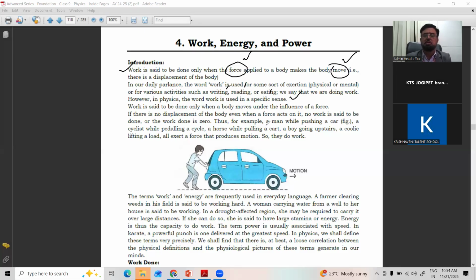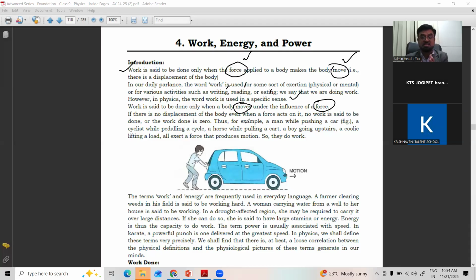We are saying you feel that by sitting and reading, you are doing a lot of work, or by washing the clothes, your parents are doing a lot of work, washing the utensils, and daily going by car and coming also, you feel you are doing some work. That is a general sense of work in our day-to-day life. But in physics, there is a specific sense. For work, there should be a displacement. So work is said to be done only when a body moves under the influence of force.